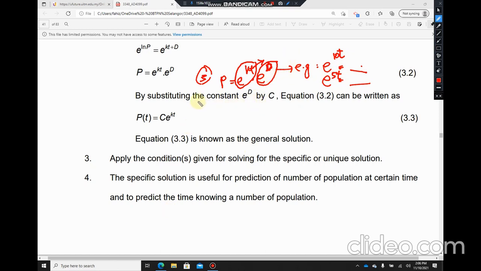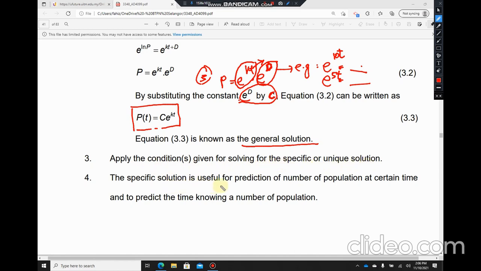So you can substitute constant e^D by C. Kita ganti je dengan nilai constant lain. Since e^D constant, you also can write as C. Kita jadikan dia dalam bentuk constant yang biasa, C. So you will get this equation: P(t) equals C e^KT daripada step yang first tadi. So equation 3.3 is known as the general solution. Apply the condition given for solving for the specific or unique solution.